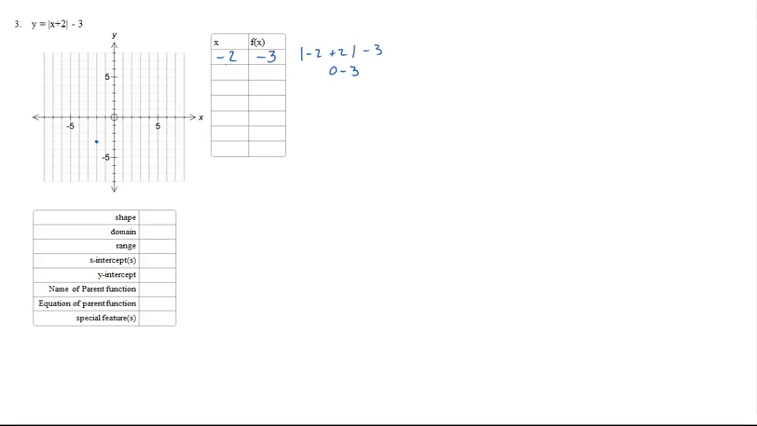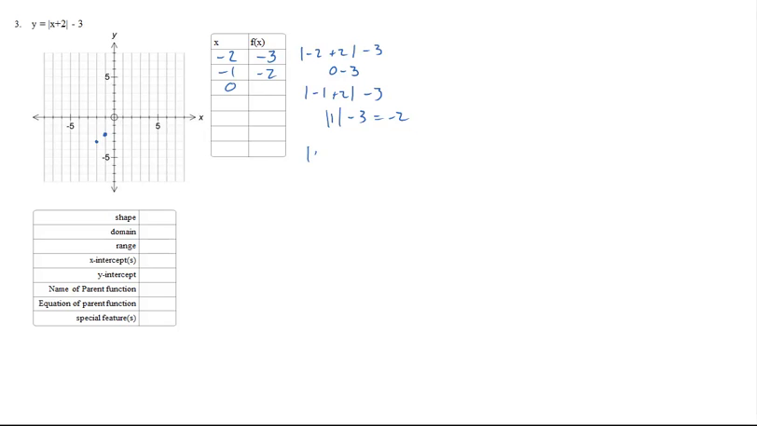Okay, and then let's go x equals -1. So I go -1 plus 2 minus 3. And so -1 plus 2 is 1. The absolute value of 1 is 1. And 1 minus 3 equals -2. And so I put that down. I go to -1, -2. Alright, and so then let's try 0.